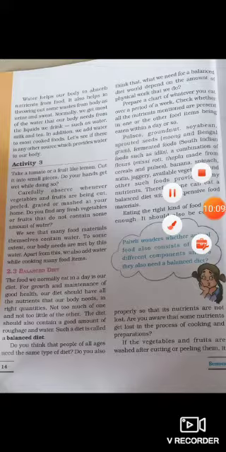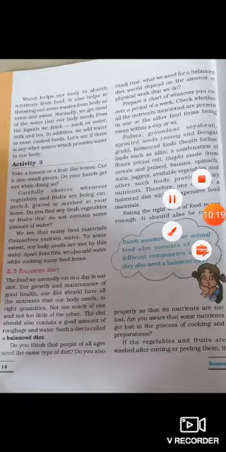Water helps our body to absorb nutrients from our food. It also helps in throwing out some wastage from body as urine and sweat. We get water from liquids we drink such as water, milk and tea, from cooked food such as dal, and from fresh fruits and vegetables. And students, you have to do activity 3 by yourself.